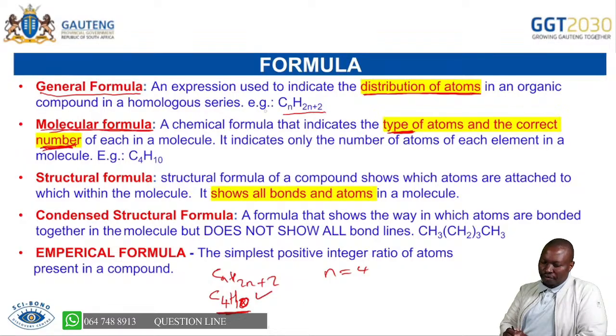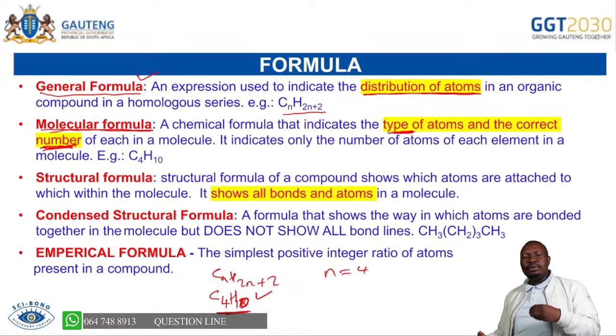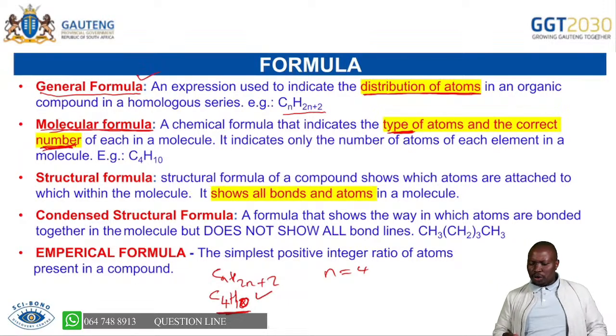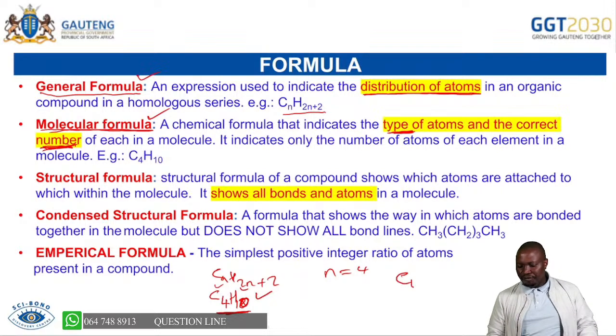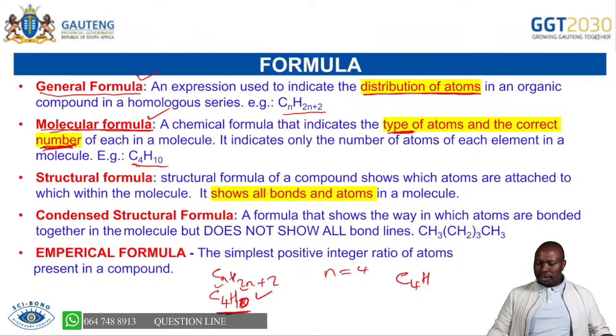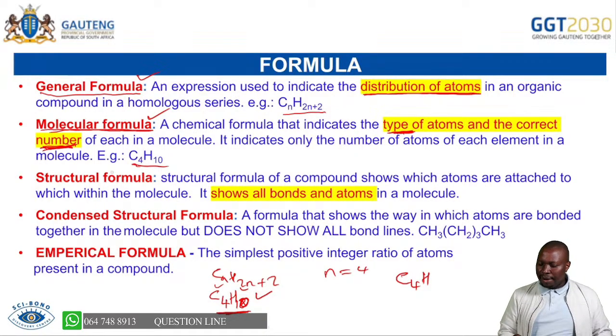So you must know the general formula for each of the 9 homologous series. And from the general formula, you must be able to substitute the number of carbons to get the molecular formula, which just shows the type and number. For example, with C4H10 as given here, what type of atoms do we have? We have carbon and hydrogen. Those are the types of atoms. And the number: how many carbons? 4. How many hydrogens? 10.